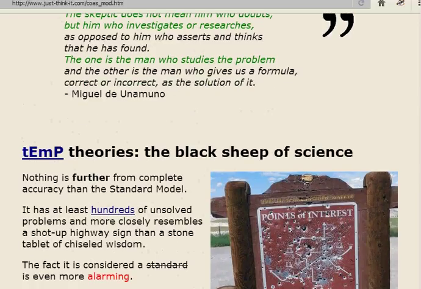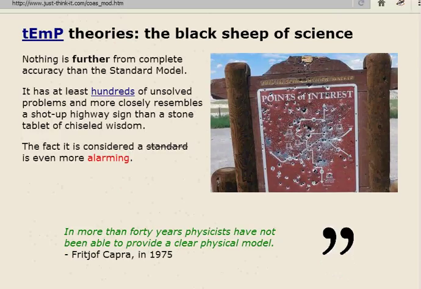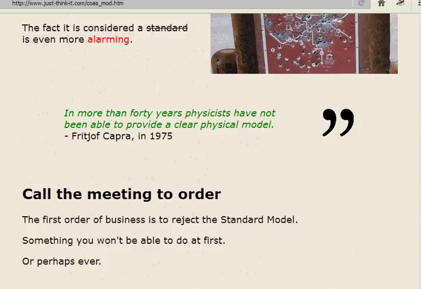Nothing is further from complete accuracy than the standard model. It has at least hundreds of unsolved problems, and more closely resembles a shot-up highway sign than a stone tablet of chiseled wisdom. The fact it is considered a standard is even more alarming. In more than 40 years, physicists have not been able to provide a clear physical model. Fritjof Capra in 1975. Call the meeting to order.